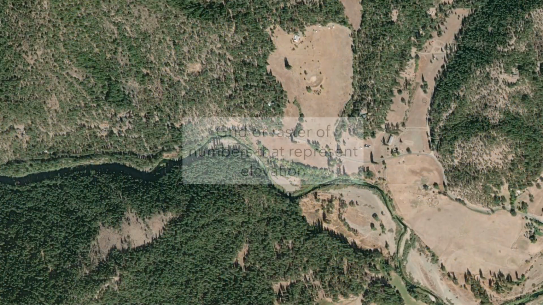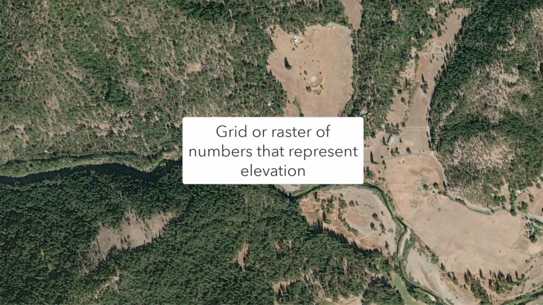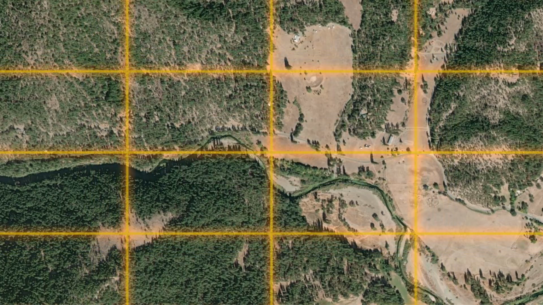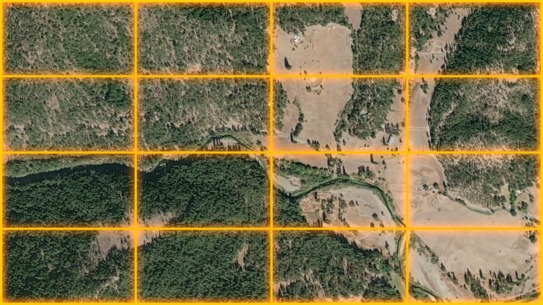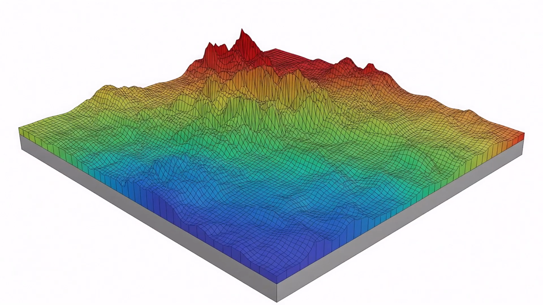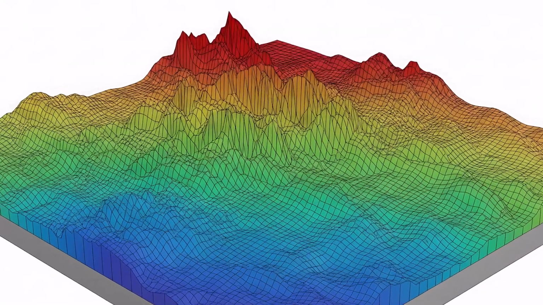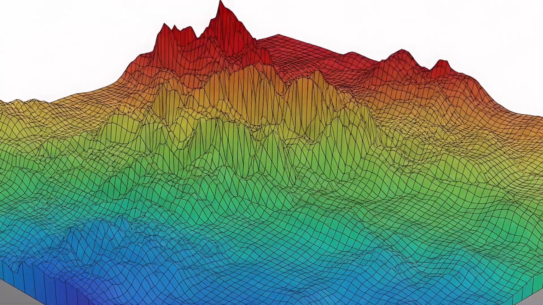In the simplest terms, a DEM is a grid or a raster of numbers that represent the elevation of the land. Imagine a checkerboard laid over the landscape. Every square on that checkerboard is a single square cell or pixel. Each cell in a DEM holds a single number which represents the elevation of the ground at that specific location. The entire collection of these cells, each with its own elevation value, creates the 3D model of the terrain. DEMs are a foundational concept and data type in GIS and remote sensing.